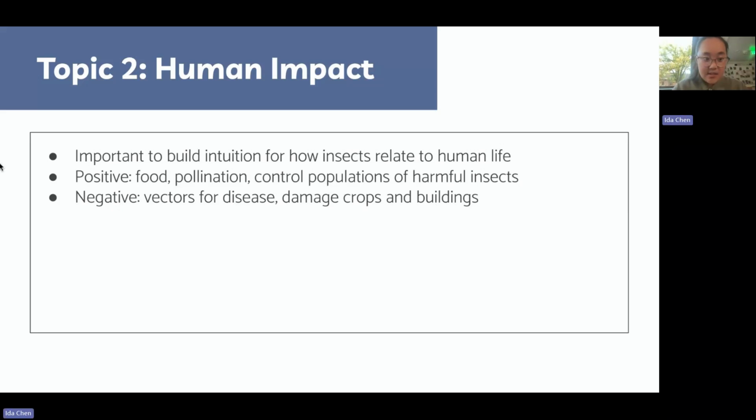So some things to keep in mind for human impact are positive impacts such as pollination, how they can be food in some areas, and how they can control populations of harmful insects. And then on the negative side, they can be vectors for many different kinds of diseases. They can damage crops and buildings, like termites can gnaw away at wood. So what I've seen is that it's important to make a chart for the types of diseases that different insects can carry. And also medicinal uses and things like that.